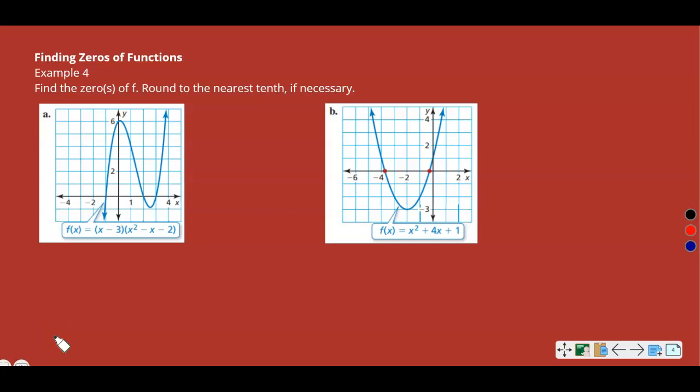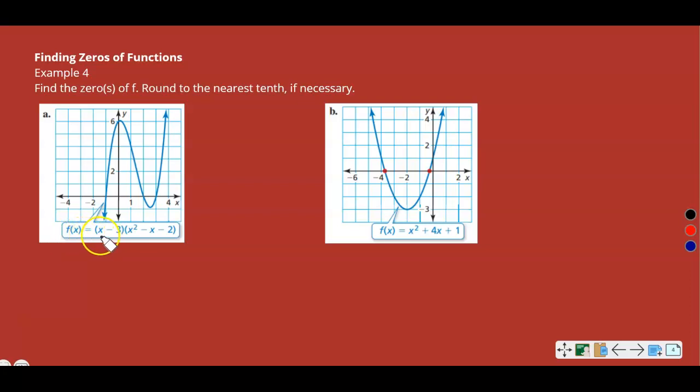This is part 2 of solving quadratic equations by graphing. We're on example 4, finding zeros of functions. Find the zeros of f, rounding to the nearest tenth if necessary. All right, so here's our function.